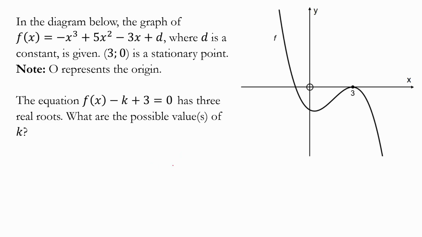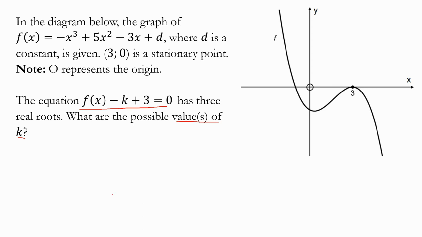Welcome back. Let's do question 11D, the last part of question 11. The equation f of x minus k plus 3 is equal to 0 has three real roots. What are the possible values of k?